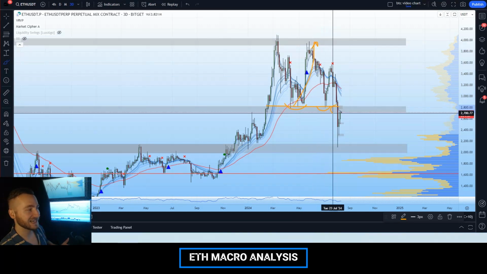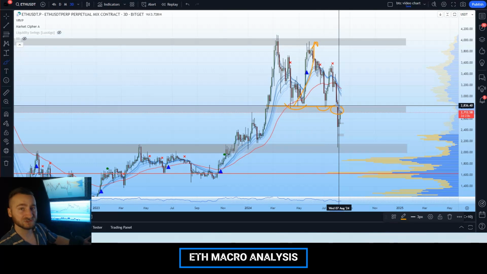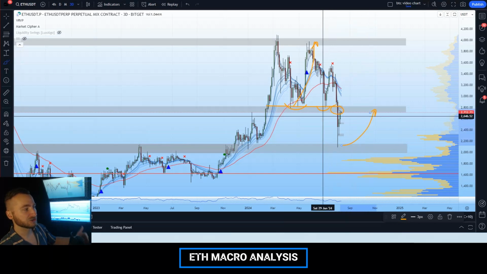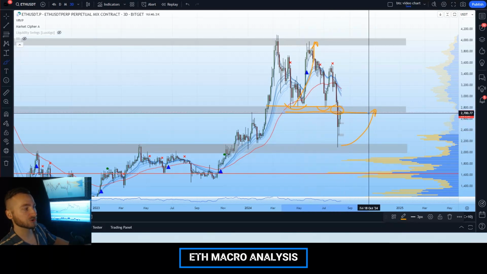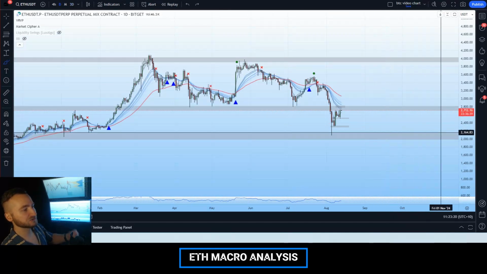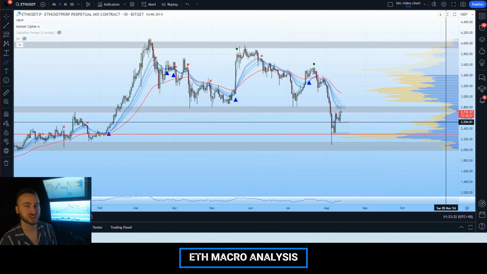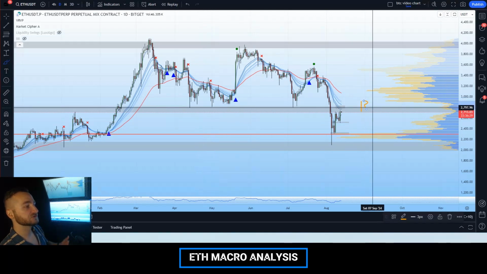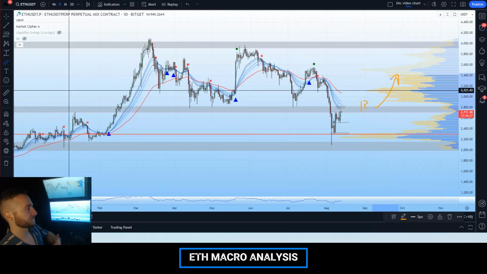Upon the breakdown of this level, we saw that cataclysmic 30% correction, and since then we have retested and bounced back towards this prior area of support, now retesting it as a resistance. If we want to see a macro continuation upwards for Ethereum, we absolutely need to break through this prior area of support, which is now a resistance, to see that continuation higher.